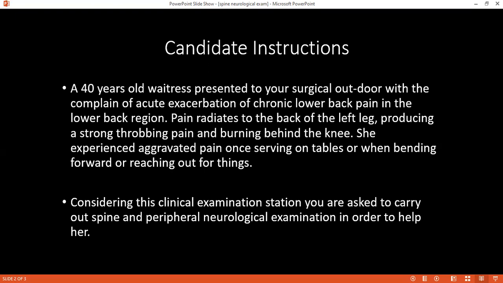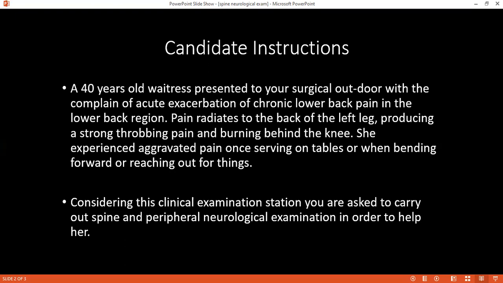I would then palpate along the midline, along her spinal processes, feeling for any pain and tenderness along that line, and temperature as well. Then I also palpate her paraspinal muscles.